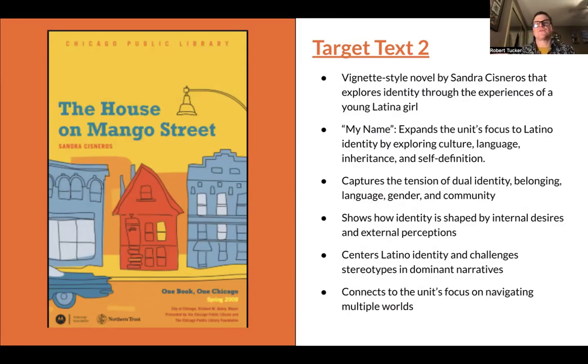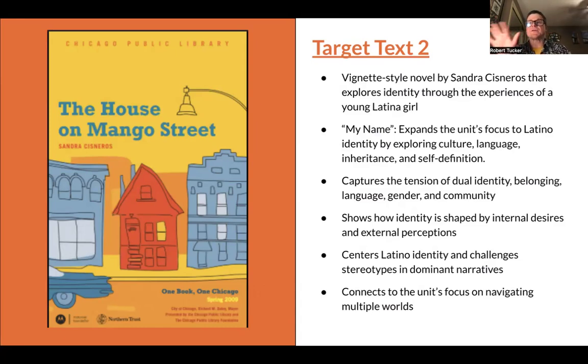The target text for this part of the unit is The House on Mango Street by Sandra Cisneros. If you're not familiar, this is a vignette-style novel that explores identity through the experiences of a young Latina girl in Chicago. For the purpose of this unit, I would focus on the My Name vignette, which does a good job of exploring culture, language, inheritance, and self-definition, but it also looks at dual identity.